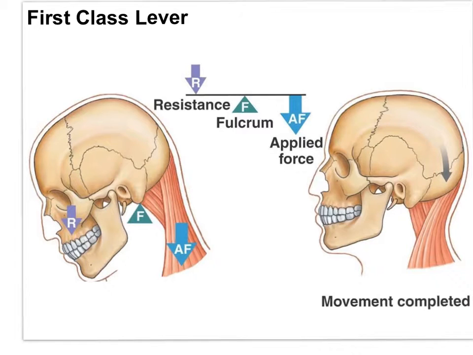Here is a diagram of a muscle running along the back of your neck, anchored to the skull and to your spine. When the muscle contracts, it pulls on the skull and your head rocks back.